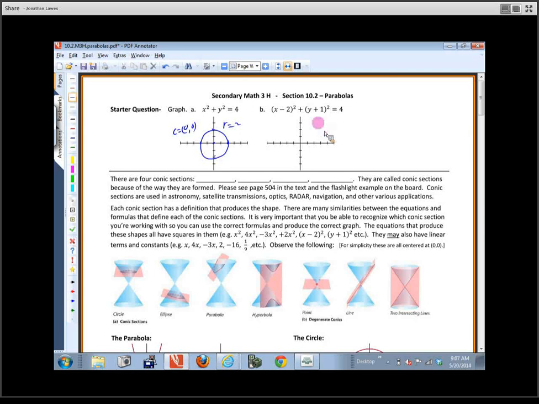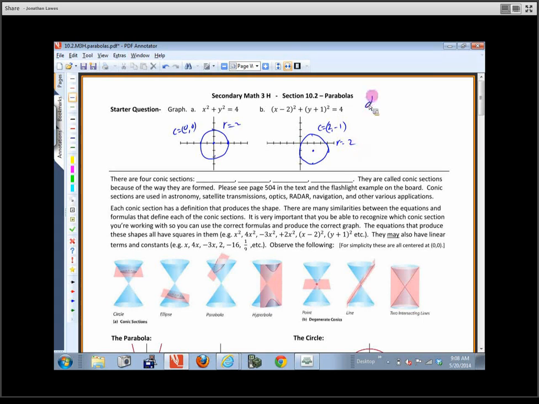So the center on this one is going to be 2 comma negative 1, and the radius is still 2, so we're going to go 2 units in each one of the directions, okay? Try and make a good-looking graph, but if we label it 2 comma negative 1, and then we say the radius is 2, then we're all set.